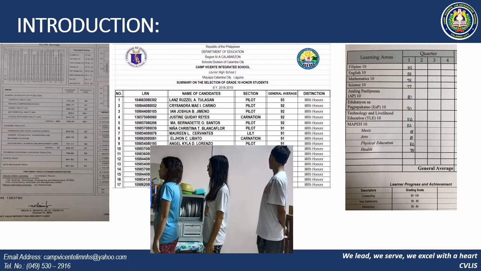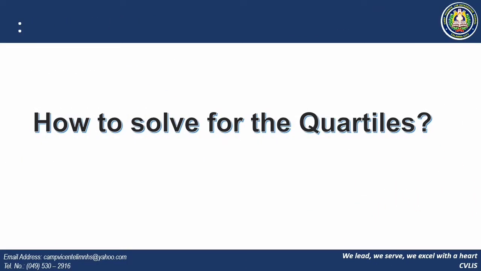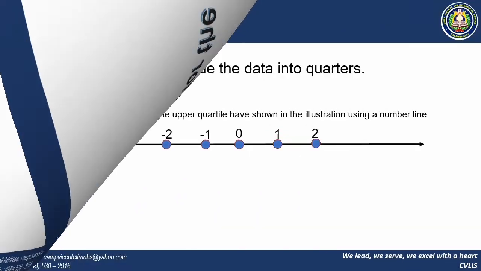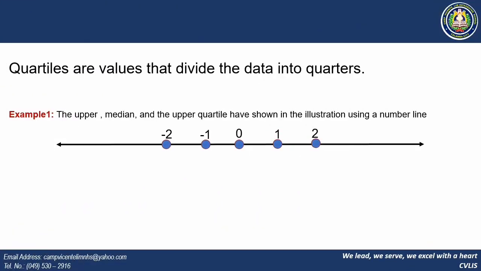Well, those are the events and concepts that are the main concern of today's topic about the measures of position. They are quartiles, deciles, and percentiles. But in today's lesson, I'm going to show you how to solve quartiles of ungrouped data. Quartiles are values that divide the data into quarters.